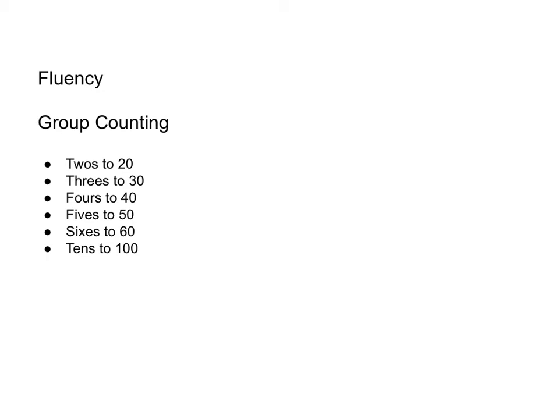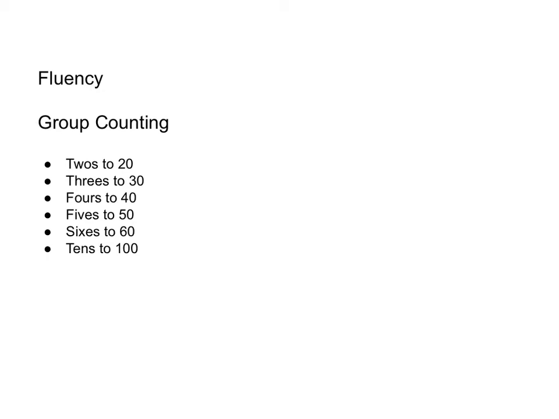So 2 times 10 is 20. So we'll do that. We are going to just go straight through. I might stop you and say, wait, let's count backwards right now, and then we'll count forward again. But let's go ahead. And we're going to go ahead and start with the 2s.